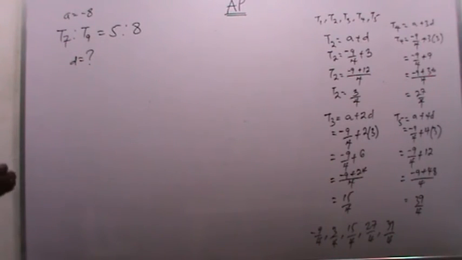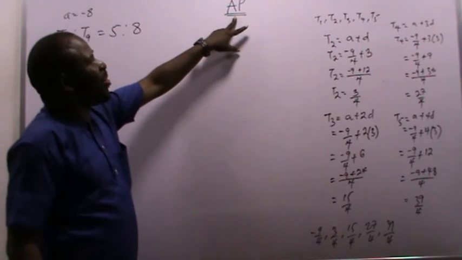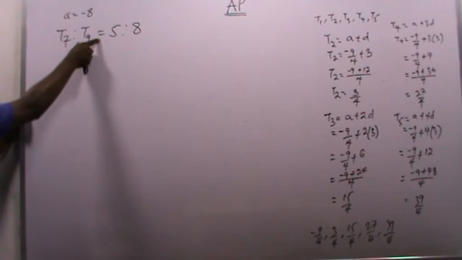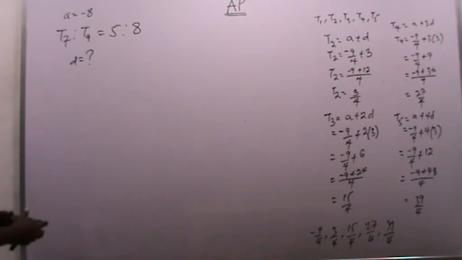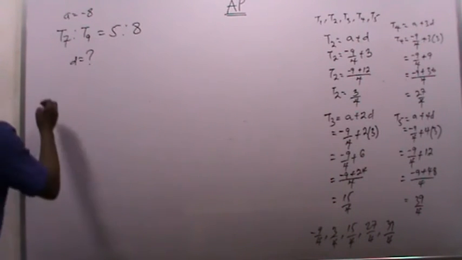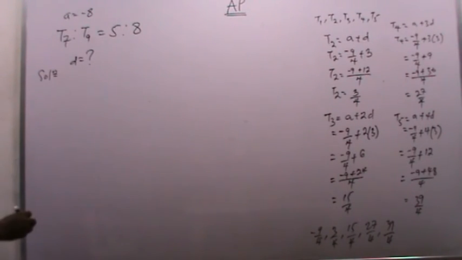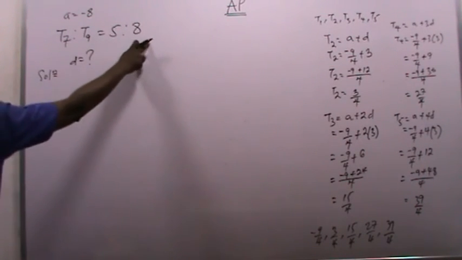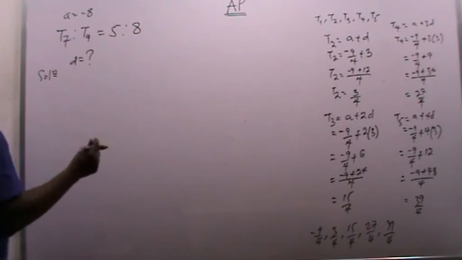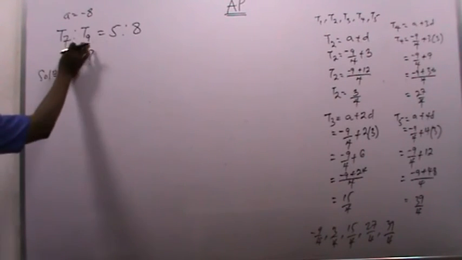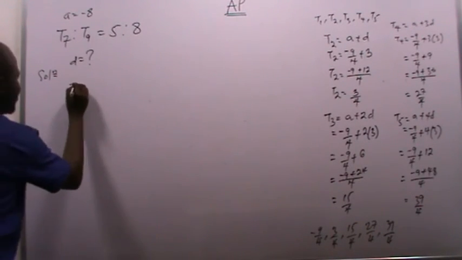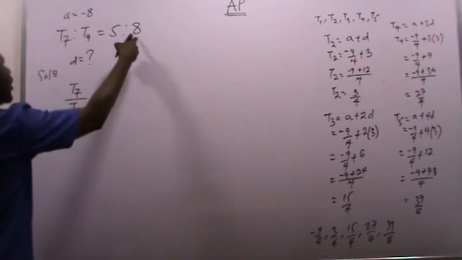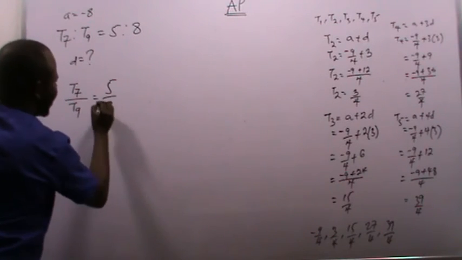You can see we are doing a question under arithmetic progression, but WAEC is relating it to ratio. Ratio, you started learning it from primary school. It shouldn't be a problem. But let's see how this goes. We were told that T7 ratio T9 is 5:8. T7 ratio T9 in mathematics simply means T7 over T9 equals 5 over 8.